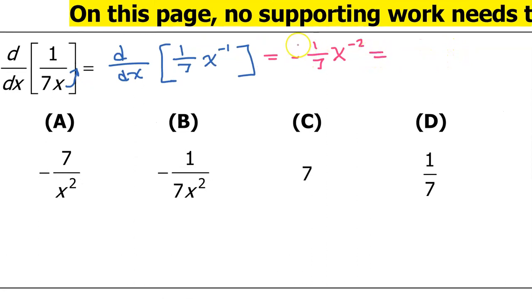And if this were a free response question, I could just leave it like this, but it's multiple choice. So let's go ahead and drop this down to the denominator again, and I will have negative 1/7x squared. So that matches up with answer B.